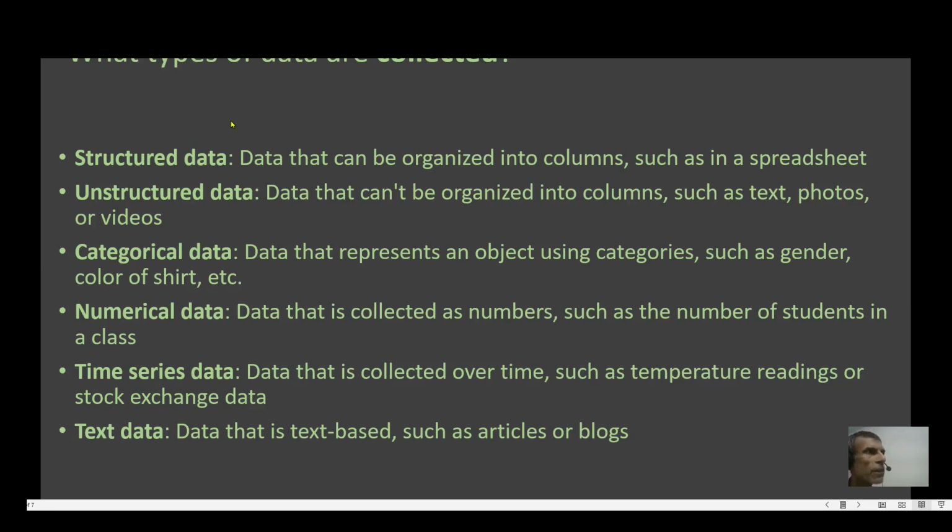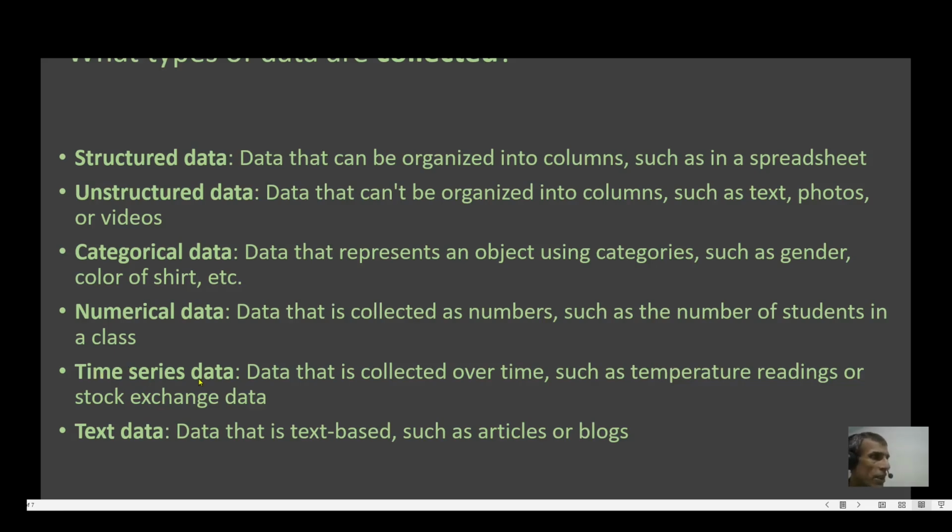So, what types of data, by the way, are collected from external sources? Well, you can have structured data. Structured data is data that can be organized into columns, for example, in a spreadsheet. Unstructured data cannot be organized into columns, for example, your text, your pictures, or even your videos. You cannot put them in a column. Then you also have categorical data, which represents an object during categories such as gender or color of shirt, and so on. Numerical data is the one we just talked about, for example, numbers.